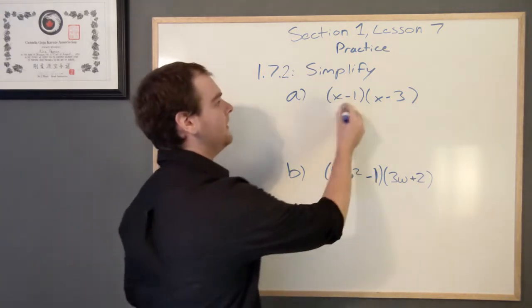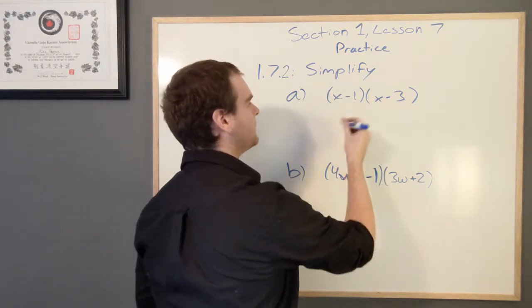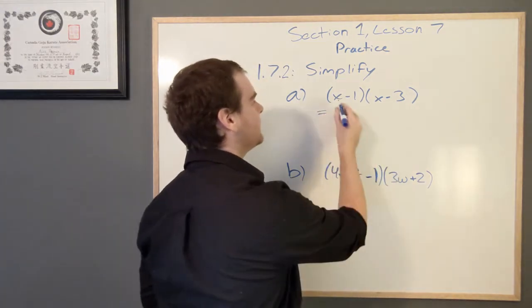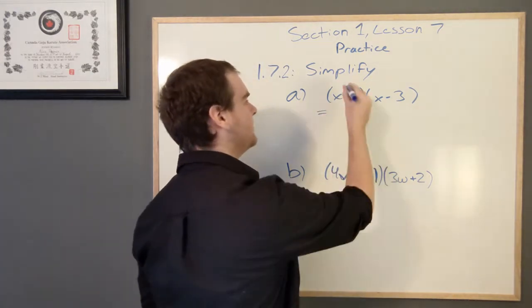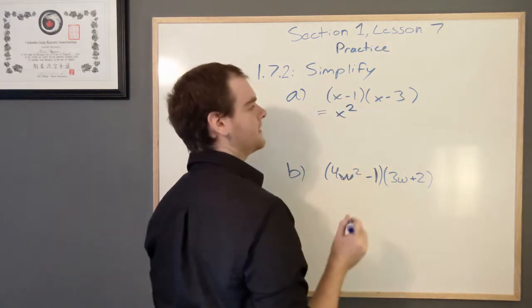So our first one here, we have two linear binomials, or degree 1 binomials. So we have x minus 1 and x minus 3. We do the first items, multiply together, x and x gives us x squared.